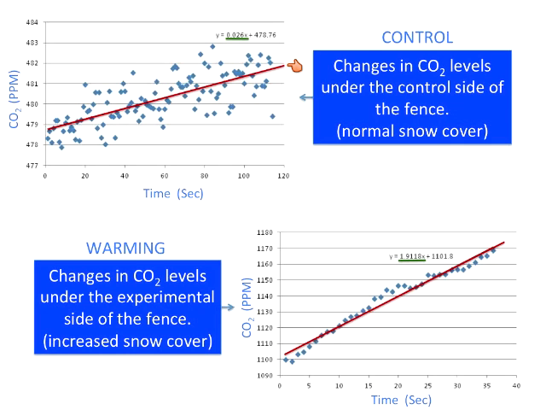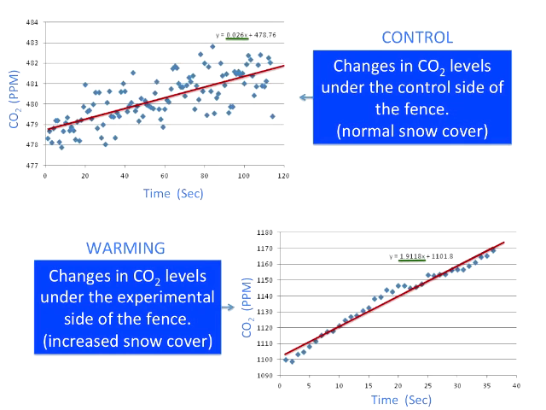Now let's look at the bottom graph, and this is taken from the warming side of the same fence. Now, this is over a shorter amount of time, and it starts at a higher level, but you can see the slope of that line is now much more pronounced. It is going up much faster.